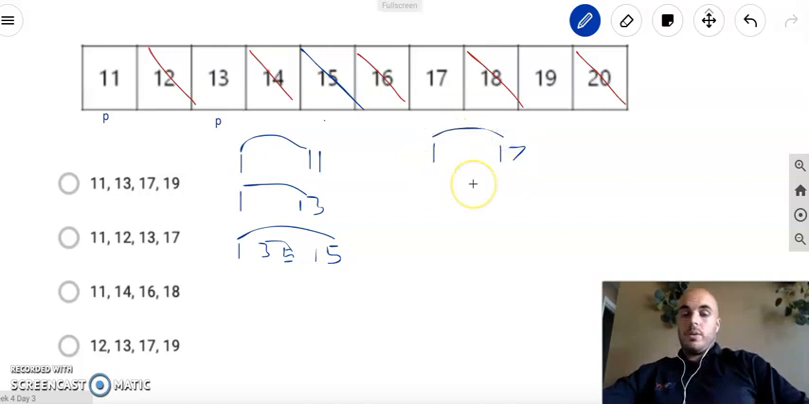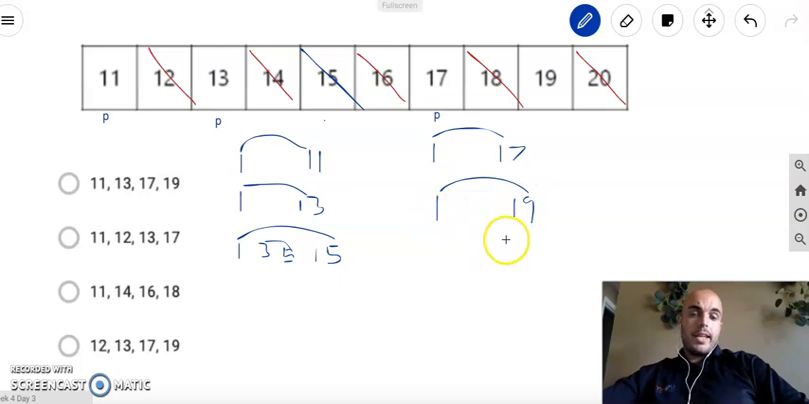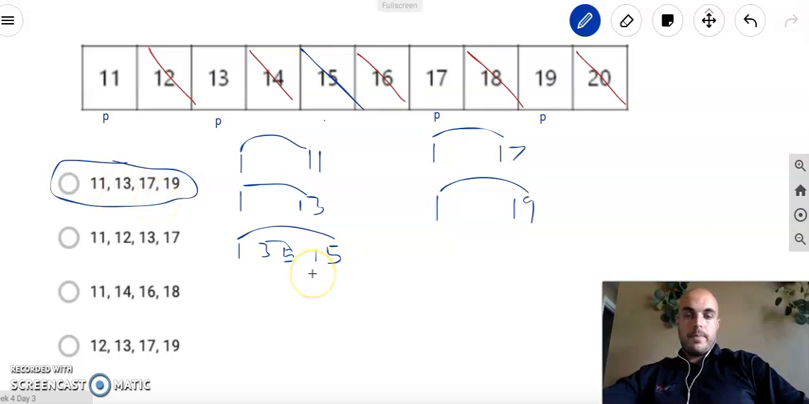What about 17? Well, there's no other numbers going into 17. I know 2 can't, 3 can't, 4 can't, 5 can't, so 17 is in fact a prime number. Now let's look at 19. The only number that gets kind of close is 3 with the 18, as well as 6, but not quite. So 19 is also prime. So we have 11, 13, 17, and 19. And look at that. Answer A is the answer for this question.